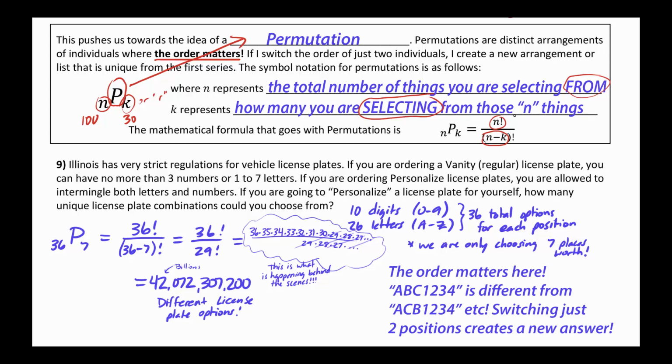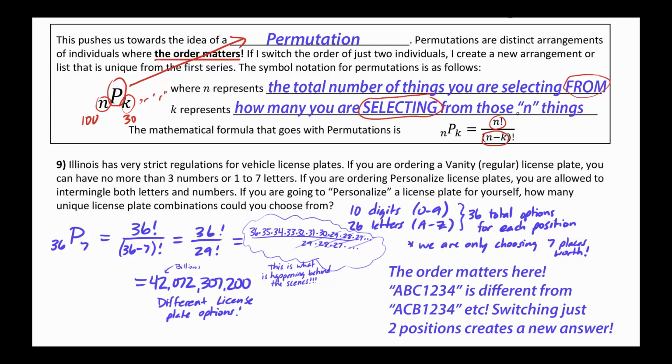Let's look at question 9 to see how that would work here. This is a question that probably has a little bit of relevance to you in your lives, because most of you have the opportunity to drive, and if you're driving, you have to have a license plate on your car. Illinois has very strict regulations for license plates. If you're ordering a regular license plate, you don't get to choose those things. There can't be more than 3 numbers or 1 to 7 letters. You don't have to get one of those, though. Those are the regular ones. You don't pay a lot.